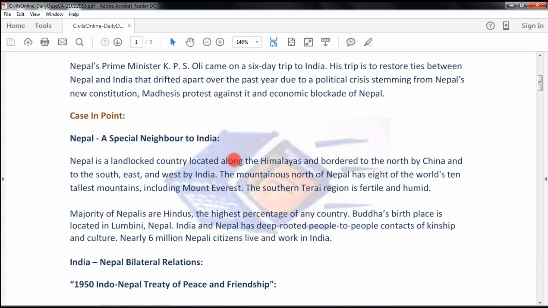Nepal, a special neighbor to India. Nepal is a landlocked country located along the Himalayas and bordered to the north by China and to the south, east and west by India. So it is bordered by only two countries, China and India. Nepal is mostly a mountainous region, and the world's top 10 tallest mountains are located in the Nepalese Himalayas, including Mount Everest, which is the highest point on earth. The southern region is called Terai, which is a plain region which is fertile and humid.